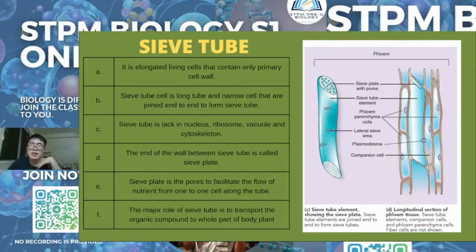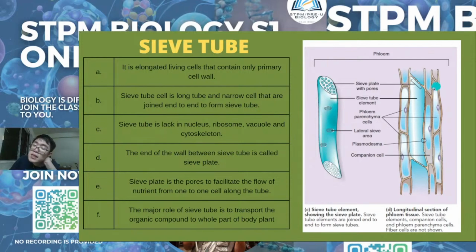Okay, so what are the sieve tubes? So we'll see that the sieve tube looks more like xylem vessels, big, but it is not. Don't imagine it is a xylem vessel. The function is totally not the same, because it is a living cell. Sieve tube is a living cell. Xylem vessel is a dead cell. So sieve tube is an elongated living cell that only contains a primary cell wall. And then sieve tube cells are long and narrow, joined end to end to form the sieve tube.